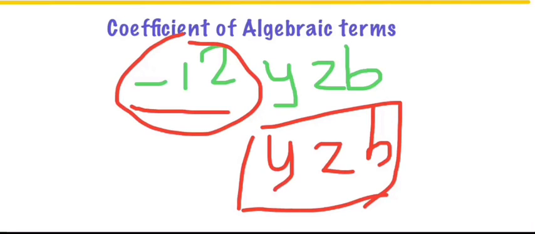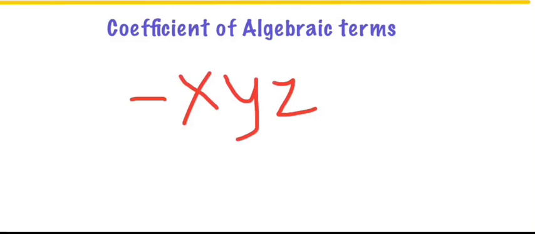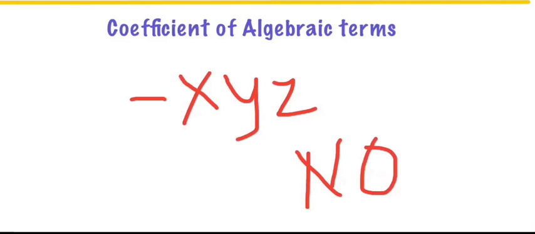So this is how you can solve. And if I ask you to find the numerical coefficient, in that term, wherever you are able to find the number, there you can write it. But the question could be, for example, minus xyz, and I tell you to find the numerical coefficient of this term, so your answer would be no. Why would your answer be no? Because there is no number in this particular term.